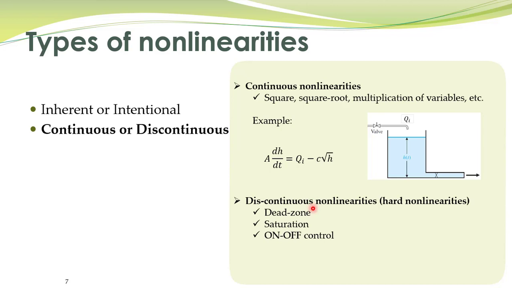And there can be discontinuous nonlinearities. For example, this dead zone which we have just talked about, saturation nonlinearity, and on-off nonlinearity. We have already talked about how these discontinuous nonlinearities are generally more problematic to handle because we cannot find their linear approximation, and these may have a severe effect on the stability of the control system.